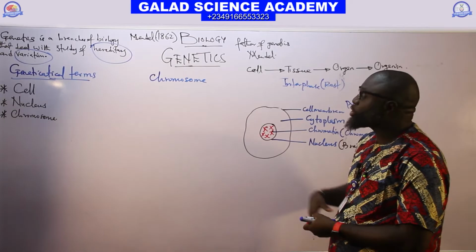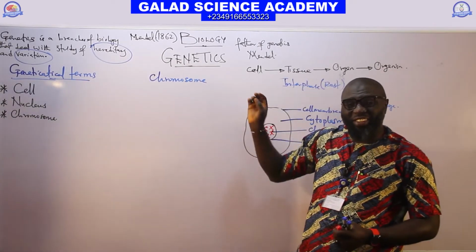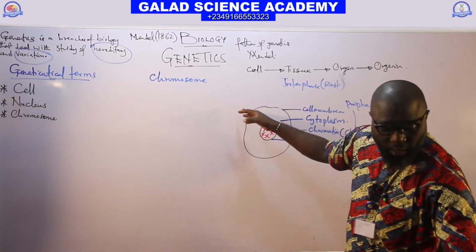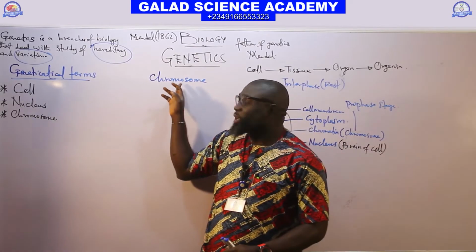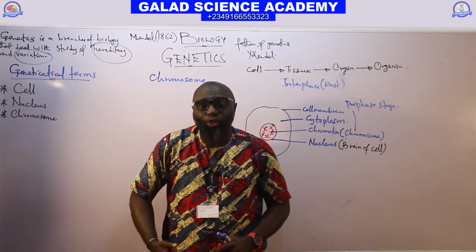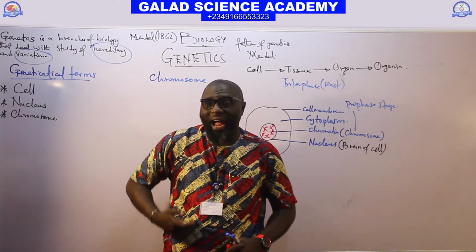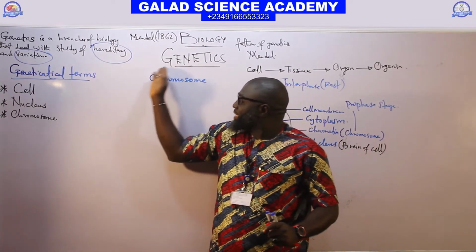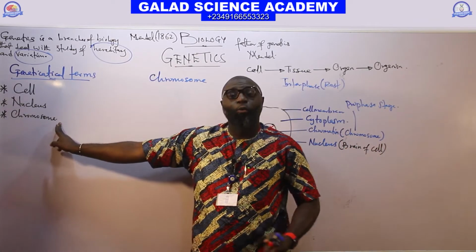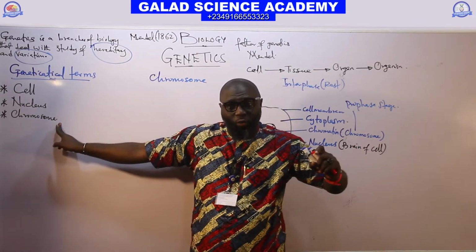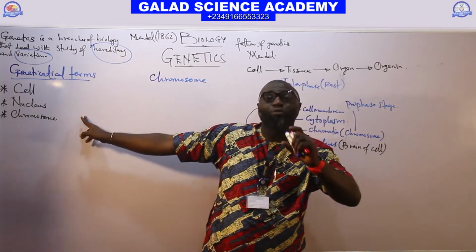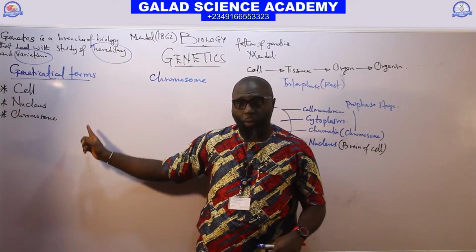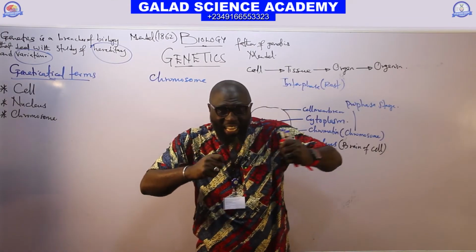See, this chromosome is a thread-like structure that is responsible for the transmission of gene or trait or character from one generation to another generation. The part of the nucleus which is responsible for the transmission of gene from one generation to another generation, you call it chromosome.